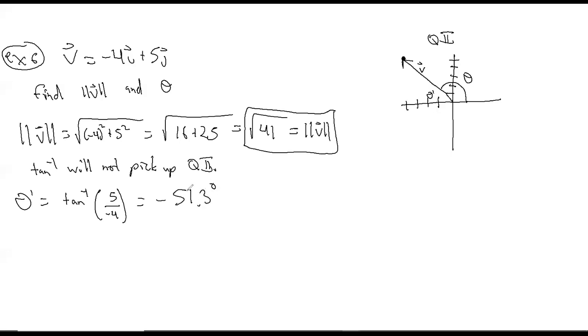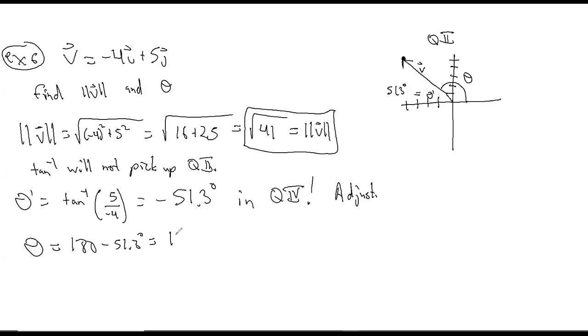Degrees. That is not in quadrant 2, that's in quadrant 4. So we have to adjust this. Well, first of all, reference angles we usually don't count as being negative, so you can just say the reference angle is 51.3, but that's how we're going to put this here. So if this is 51.3 degrees, that means that the other angle has to be 180 minus it. The actual angle would be 180 minus 51.3 degrees, which when you do that subtraction, you get 128.7 degrees. That's our angle.